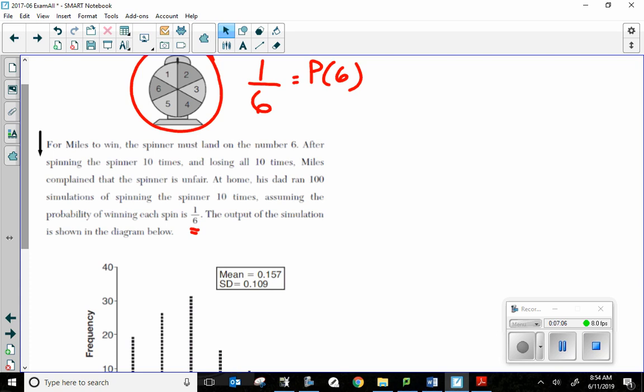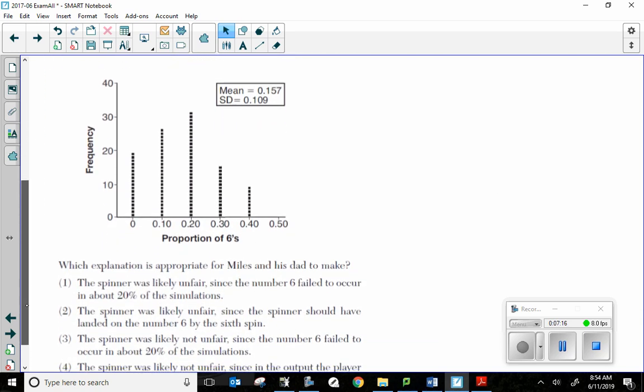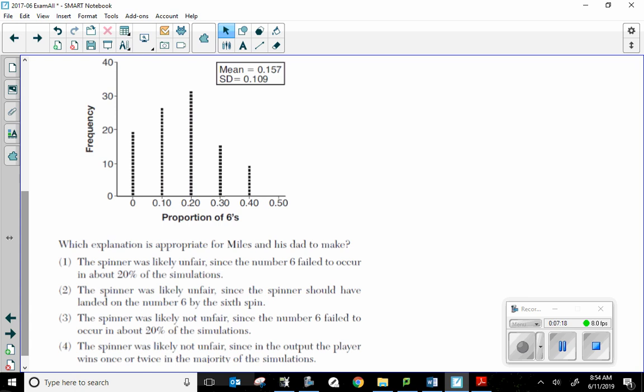Spinning it 10 times. He does that simulation 100 times. Okay? So spinning the spinner 10 times, 100 times. Here's his results below here. So this is the probability, the proportion of 6s that come up.